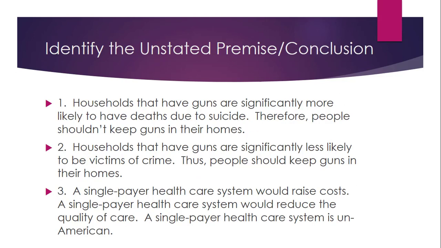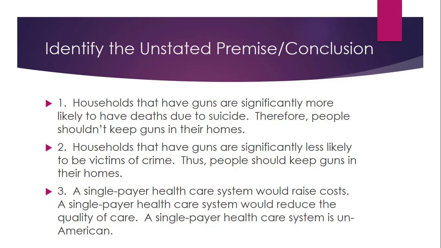Okay, so next let's do some problems. And this will help you, once again, to warm up to the homework. So here, let's identify the unstated premise and conclusion. In the first problem, we have: households that have guns are significantly more likely to have deaths due to suicide. Therefore, people shouldn't keep guns in their homes. What's the unstated premise or conclusion?